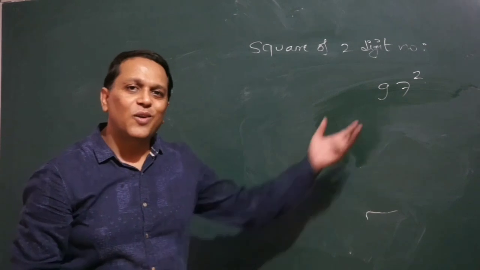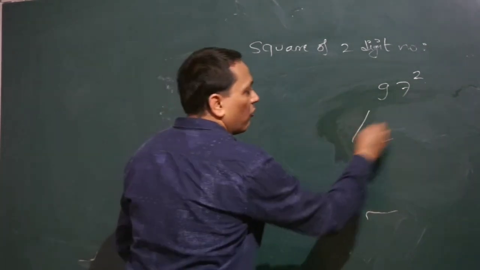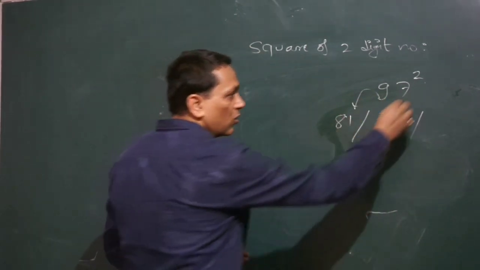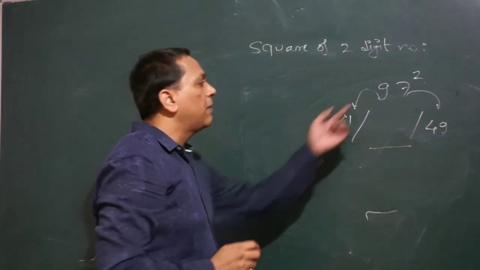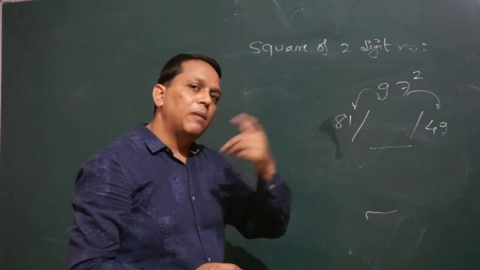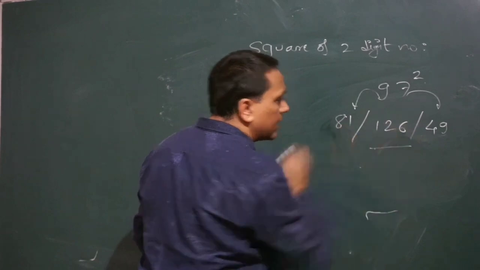Let's find the square of 97. So the answer will be in three parts again. The first part is, we make the square of 9, it is going to be 81. The square of 7 is 49. And for this part, we multiply the terms 9 into 7. 9 sevens are 63, and multiply the product by 2. 63 into 2, it is 126.